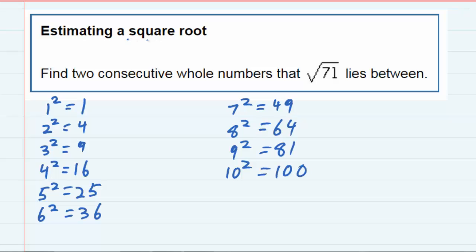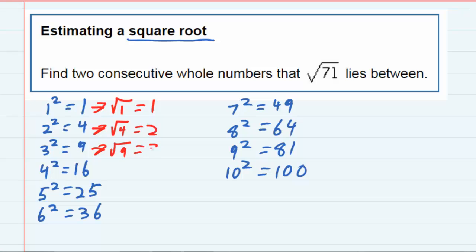Now you may say, if I'm looking for a square root, why do I need to know these perfect squares? That's because since 1 squared is 1, that means the square root of 1 is 1, the square root of 4 is 2, and the square root of 9 is 3. So if you memorize the left-hand side, that should help you come up with the right-hand side, which is all of these perfect squares.